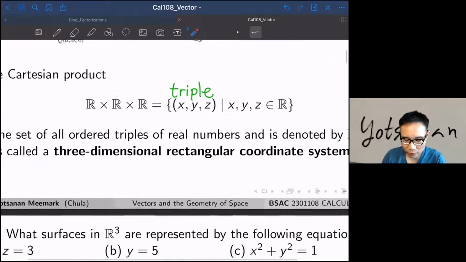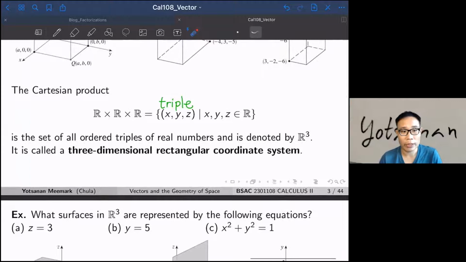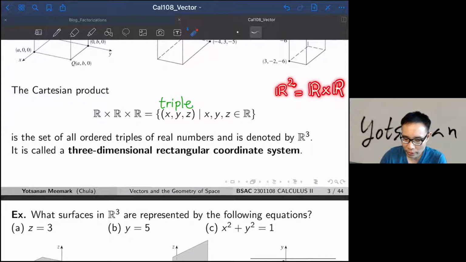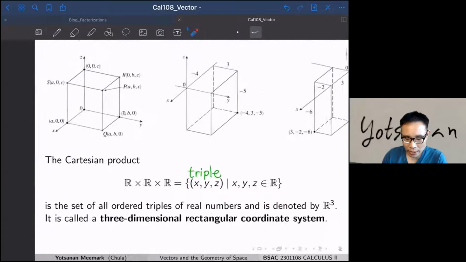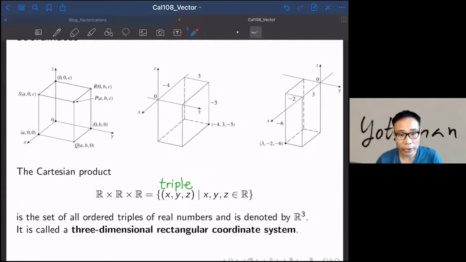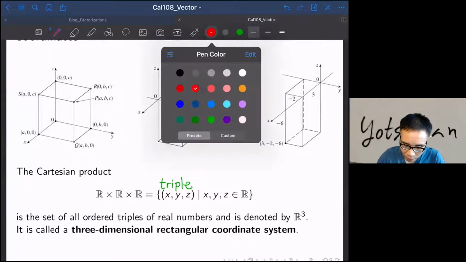And the notation that we also use is going to be the Cartesian product, R times R times R. Before, we used the notation R2. R2 is just R times R, so it's just the XY coordinate. However, if you have the triple, it's going to be X, Y, and Z, so it's going to have 3 components. Okay, so you're going to have the first component, the second component, and the third component. Each of these is called a component.